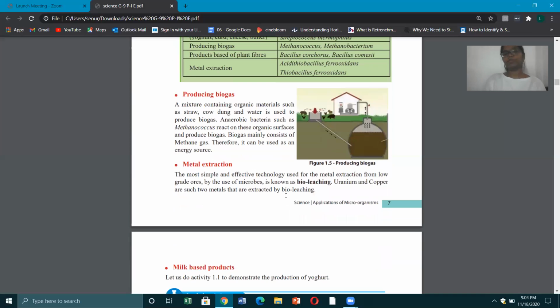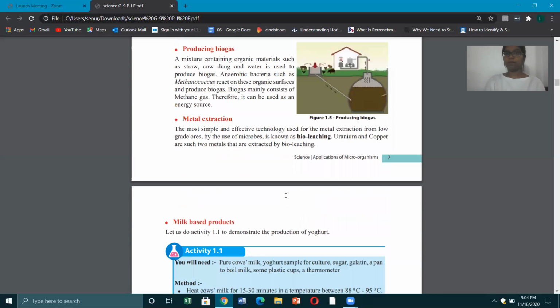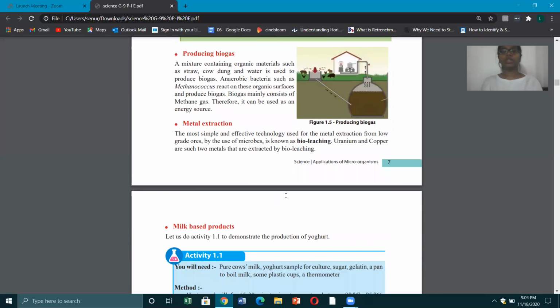So let's move on to the part where we have to learn about producing biogas. Let's read that paragraph first. A mixture containing organic materials such as straw, cow dung, water is used to produce biogas. Now, how is biogas produced?